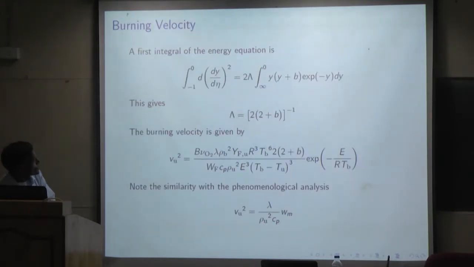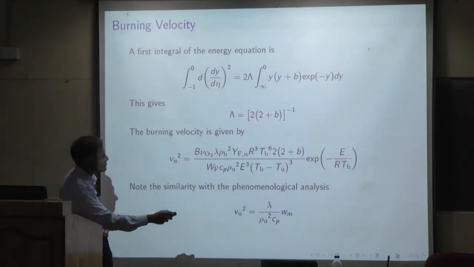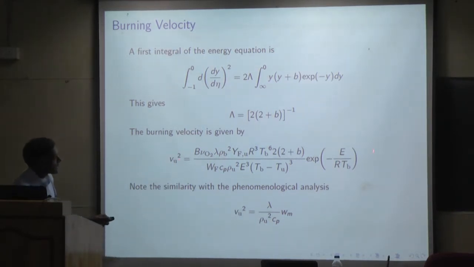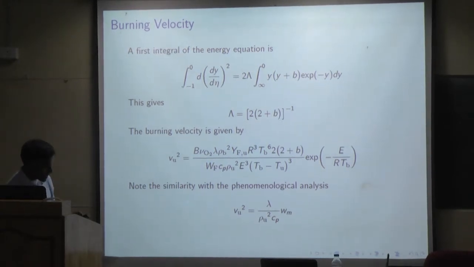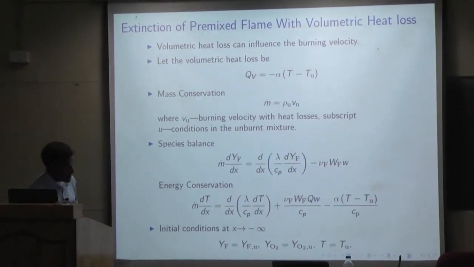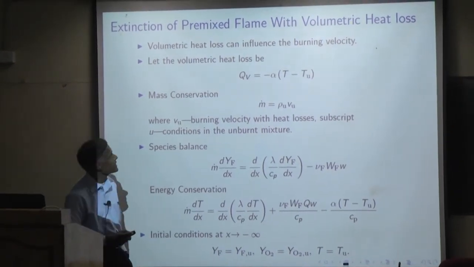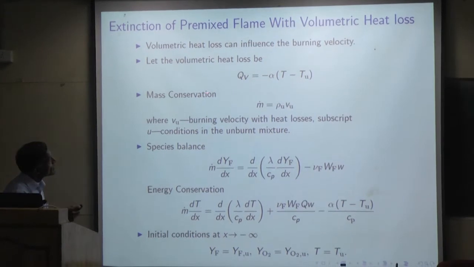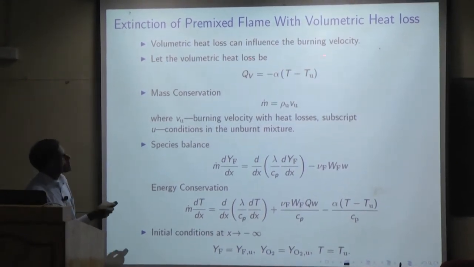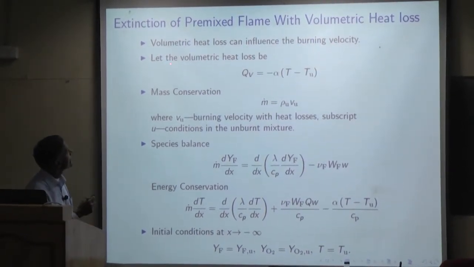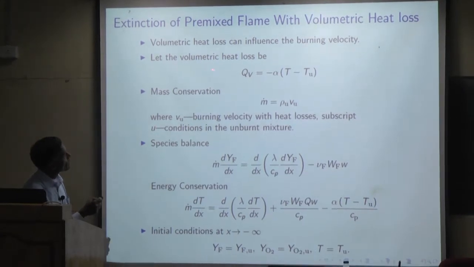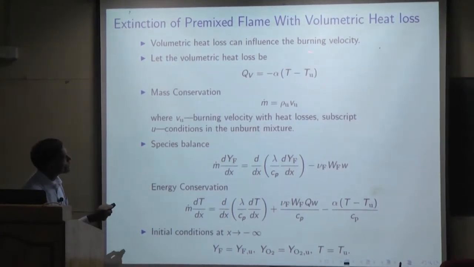Oh yeah, okay. So this is what I had yesterday: the burning velocity of a premixed flame, and this is for an adiabatic flame, right? So now let's look at extinction of a premixed flame with a volumetric heat loss. Now, the volumetric heat loss can influence the burning velocity. So let's write the volumetric heat loss in this form, okay?